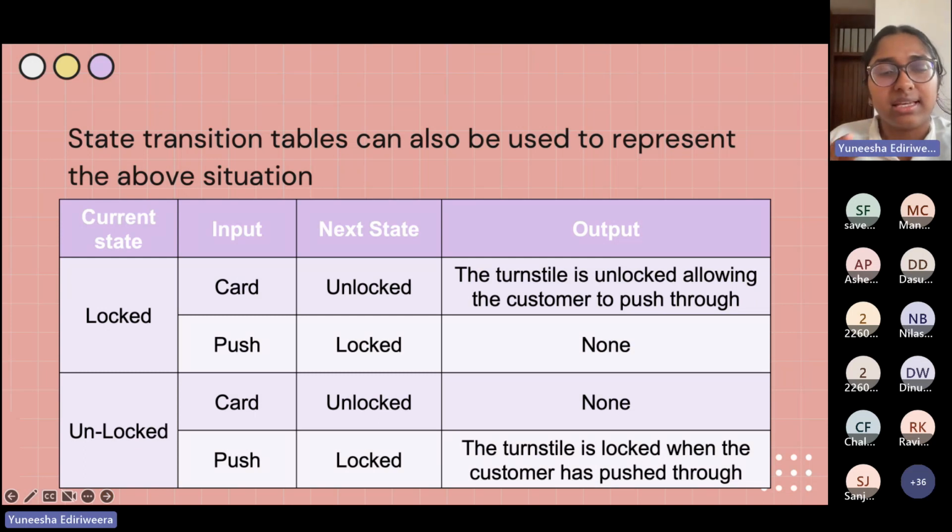The same thing can also be represented in a state transition table. This is also very similar to a tree diagram. You have the current state, the possible inputs, the next possible state, and the set of outputs that can happen. If I take one scenario, if the current state is locked and I swipe a card, the next state would be unlocked, and the output would be the turnstile will unlock, and a single person can push through the arms. So it is valid. The same procedure is valid for all sets of inputs.